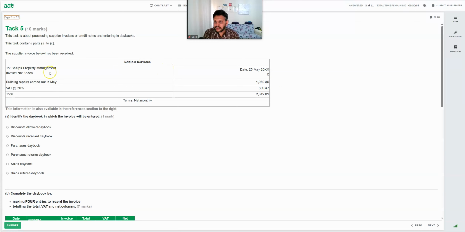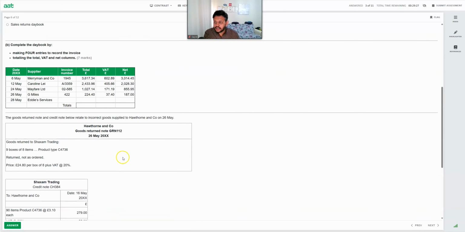So to Sharp Property Management, invoice number this. So we receive an invoice from ED Service. Sharp Property is the company. We are Sharp Property. Remember that. The supplier name will always be at the top, in the middle, and the customer name will always be on the left to right. So under the supplier, dated 25th of May, building repair carried out in May 1952, VAT 20%, total is this. Okay, which book are we going to record? We definitely know purchase day book, supplier invoice, because I have to pay a bill.